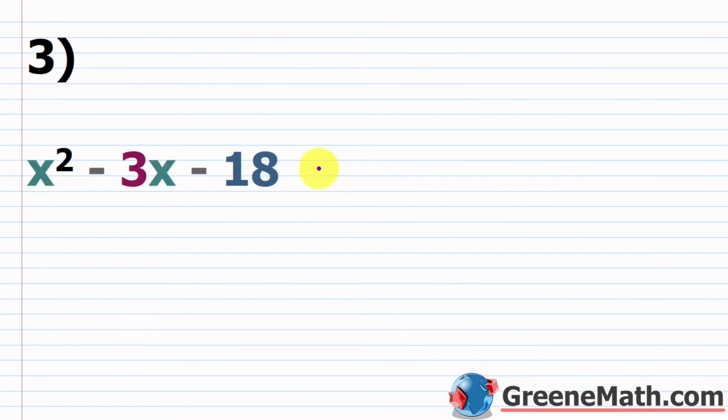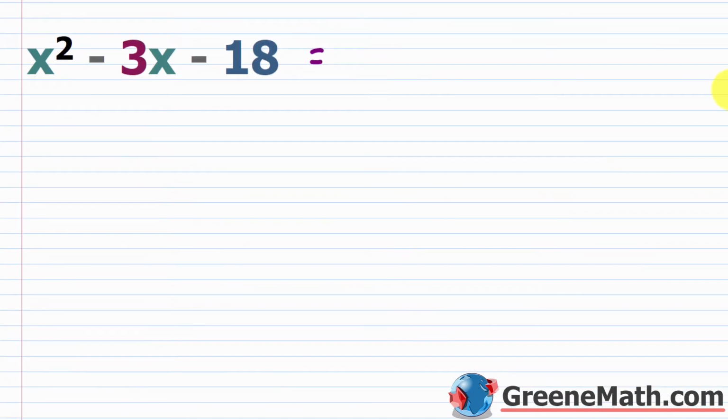Okay, so we get problem number 3. Let's scroll down a little bit. So we have x squared minus 3x minus 18. So let's put this here and this here. Put an x here and an x here so we can forget about it. So now I have a negative here and a negative here.